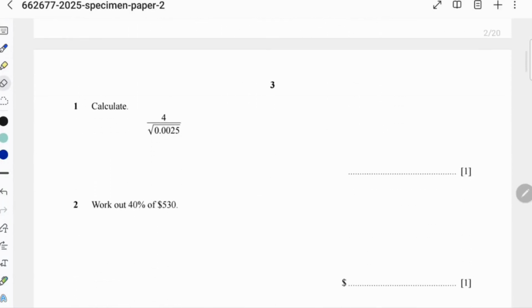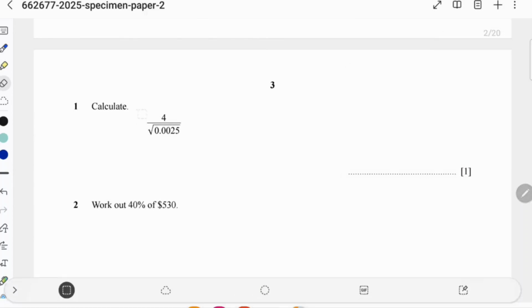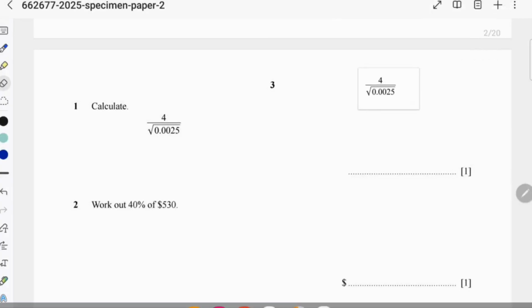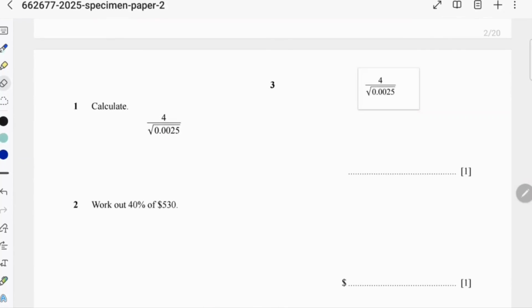Question number 1, 4 divided by 0.0025. Take your calculator, find your answer. Okay, calculator. 4 divided by square root 0.0025. 80 is the answer, you can see. So write down 80 here.